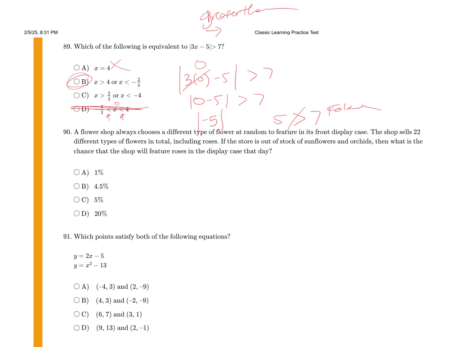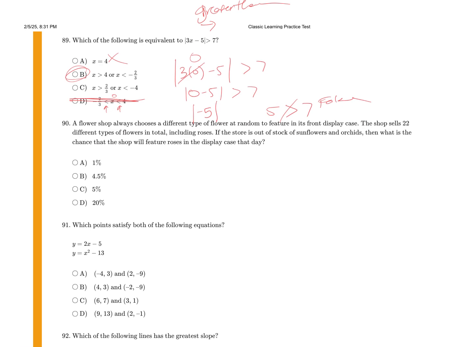All right, next question, 90. A flower shop always chooses a different type of flower at random to feature in the front display case. The shop sells 22 different flowers in total, including roses. If the store is out of stock of sunflowers and orchids, then what is the chance that the shop will feature roses in the display case? So what are the chances?